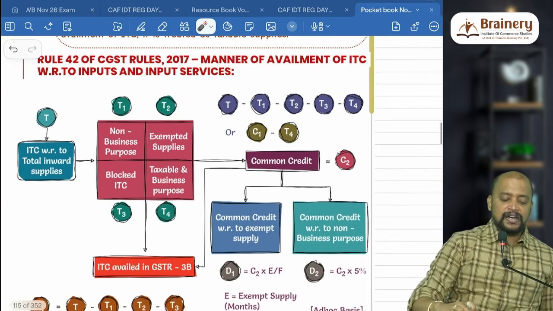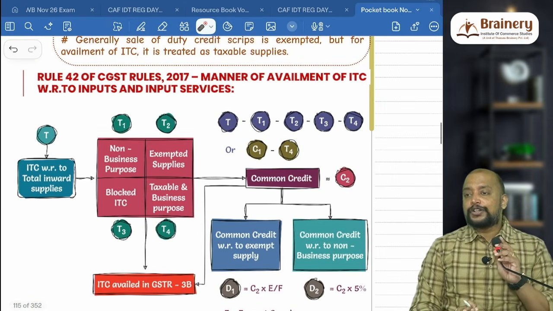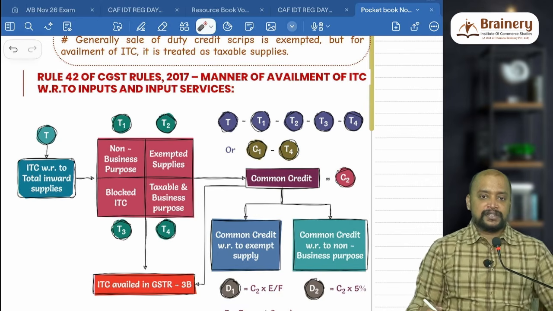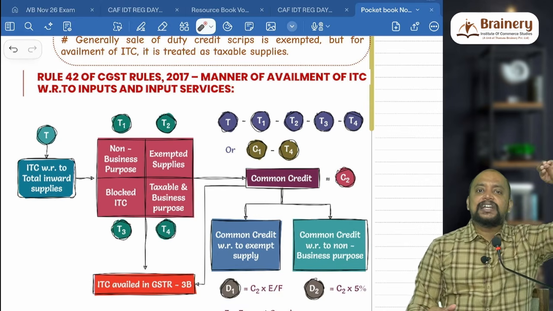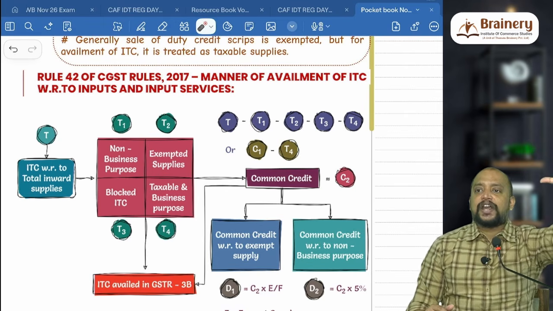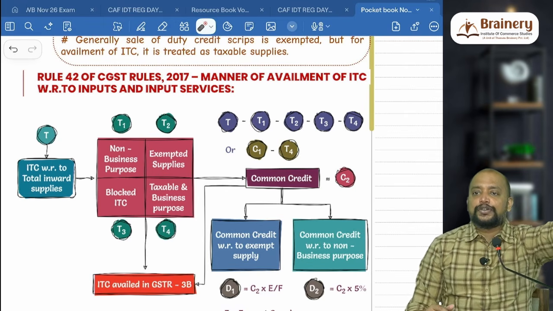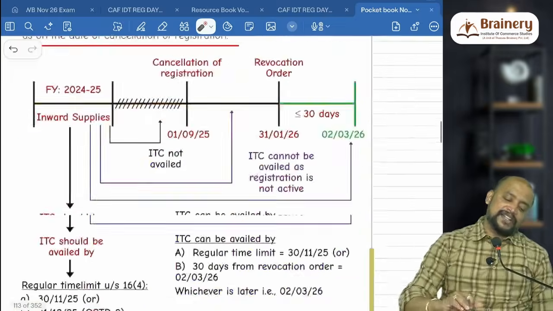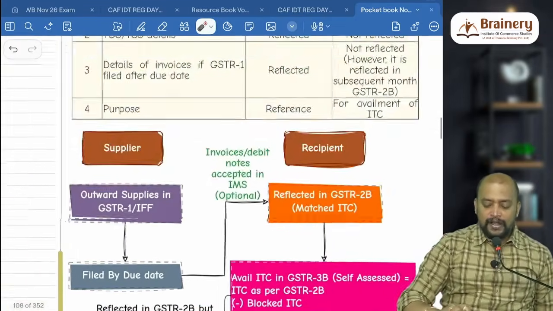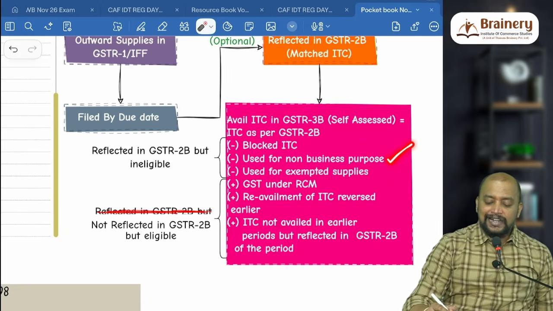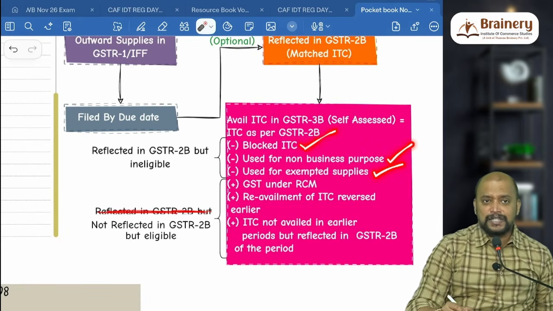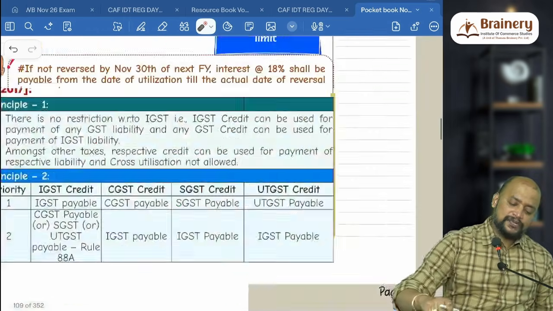Then next we saw rule 42. Rule 42, manner of availment of ITC in case of inputs and input services. First we need to take T. T refers to total tax paid on inward supplies. From the total tax paid on inward supplies, 3 things we need to exclude. This is in line with self-assessed ITC. That is T1, inward supply used for non-business purpose. T2, inward supply used for exempted outward supplies. T3 is blocked ITC. These three things we need to remove.